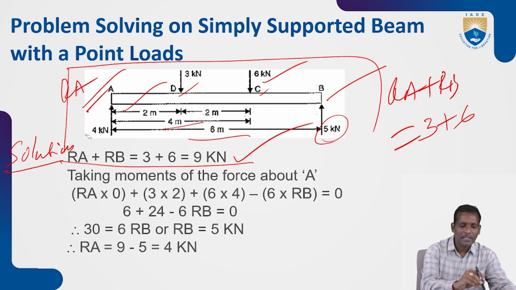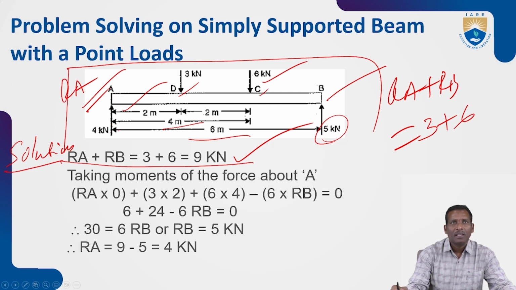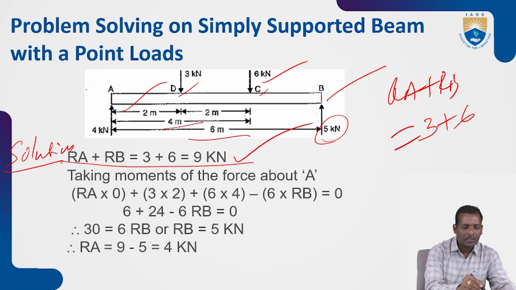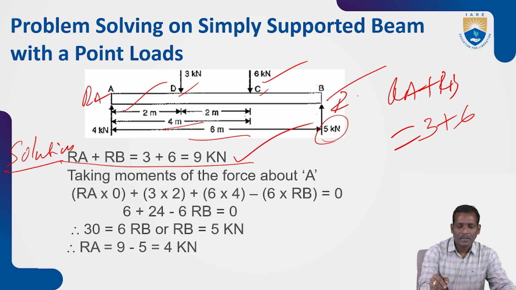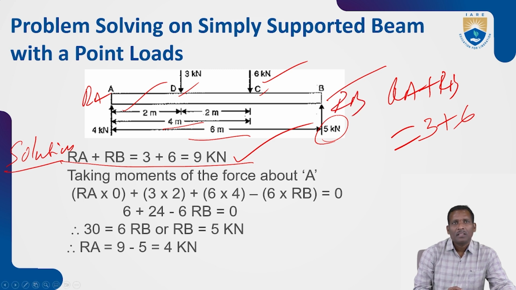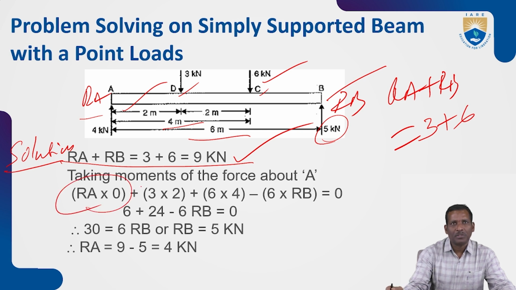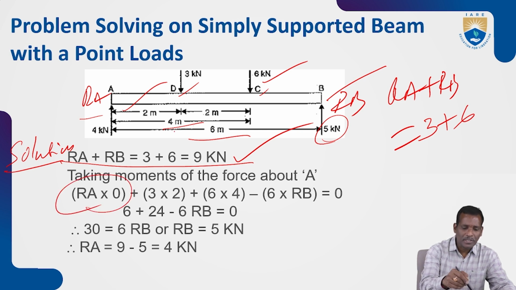So, taking moments about A. I will mark here RA and RB. Now, RA into 0, what is the distance acting from its left side? There is no distance. So here RA multiplied by 0, plus the next 3 kilonewton downward, 3 into 2.